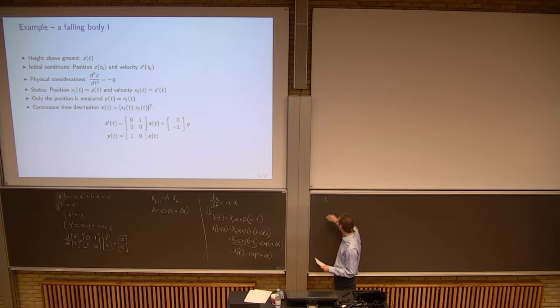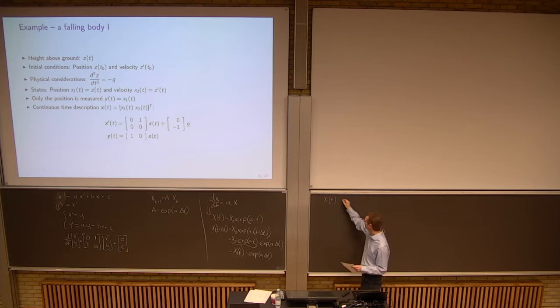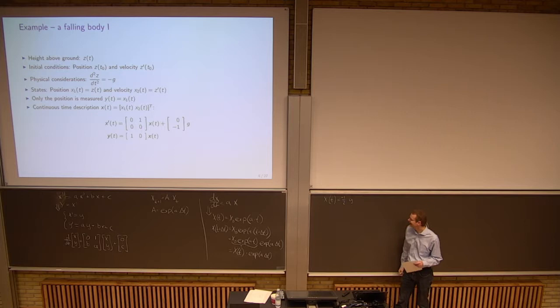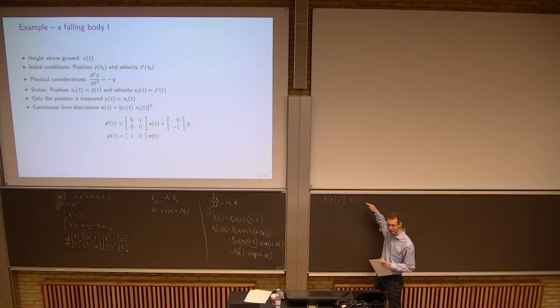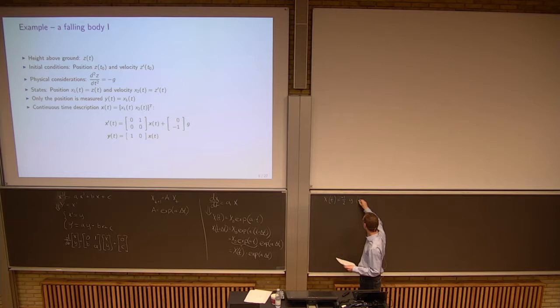X of t, that's minus 1/2 times the acceleration. So we should have it's half times the acceleration times the time square. So I will write it as t minus T naught square, and then I will probably just write d divided by 2. That's what I want to write.